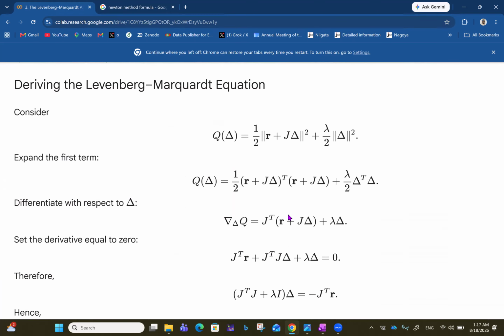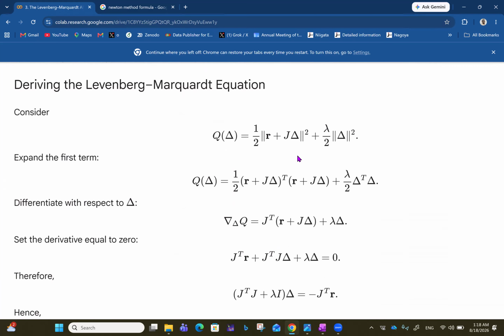So, deriving the Levenberg-Marquardt equation, consider Q of del to be one half the norm of R plus J del squared, plus lambda over 2 times the norm of del squared. Expand the first.